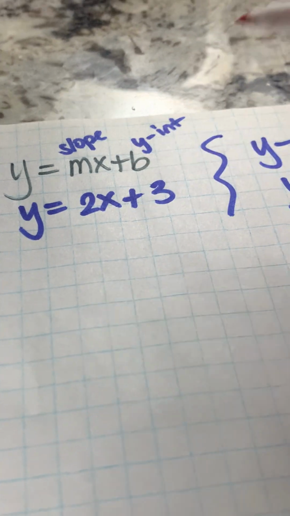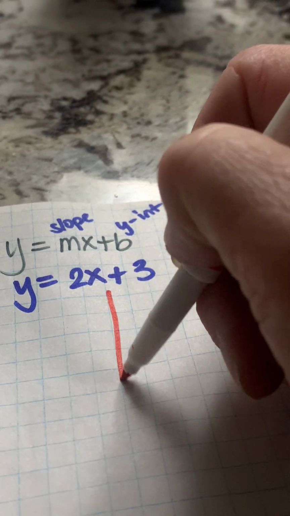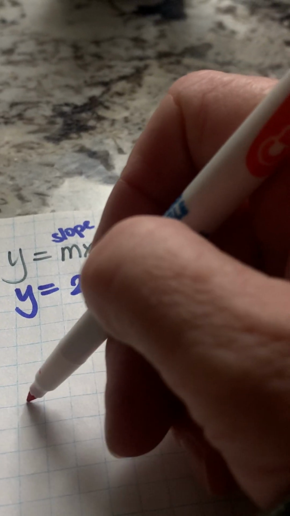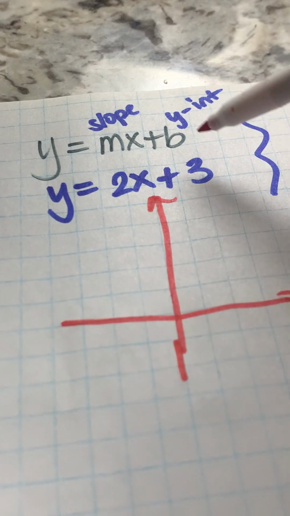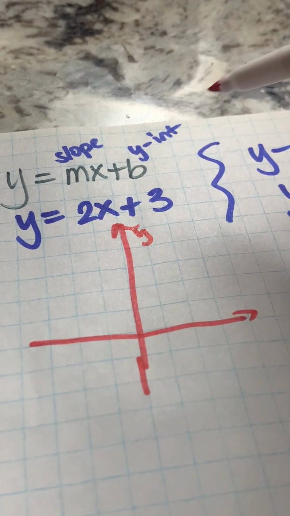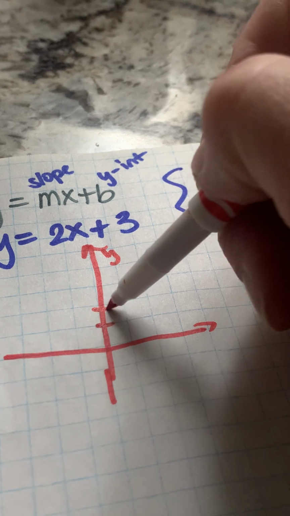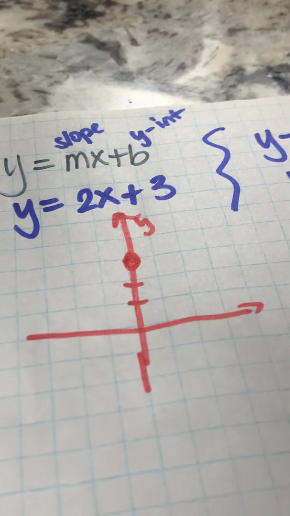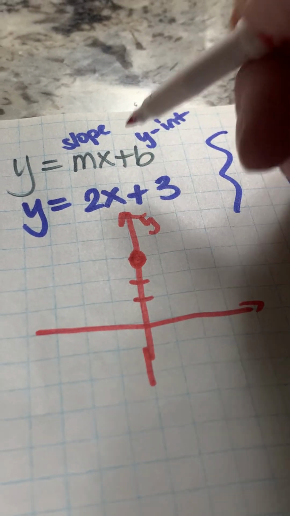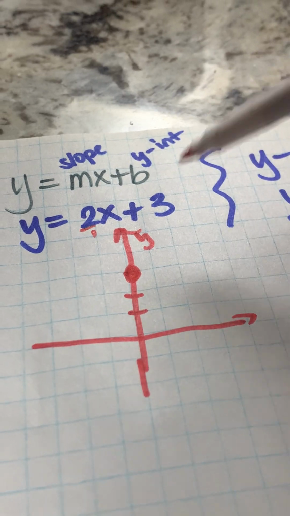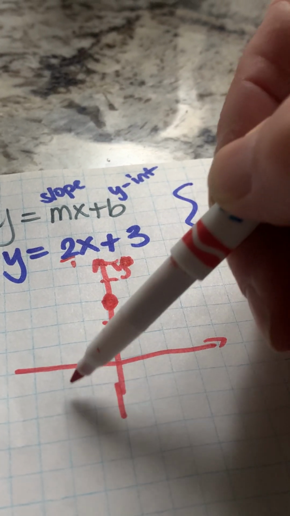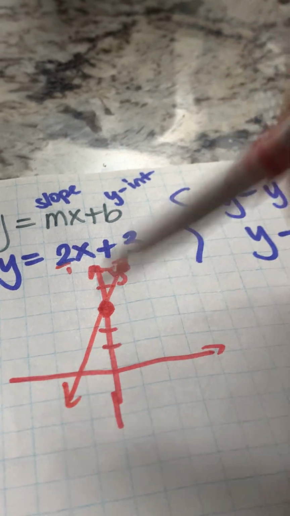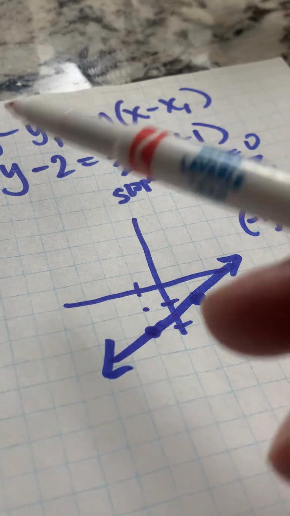Where this one, this line, it hits the y-axis at 3. Here's the y-axis. So 1, 2, 3. It hits it right there. And the slope is 2, or 2 over 1. So you go up 2 and to the right 1, and that would be that line. So that's slope-intercept. This is point slope.